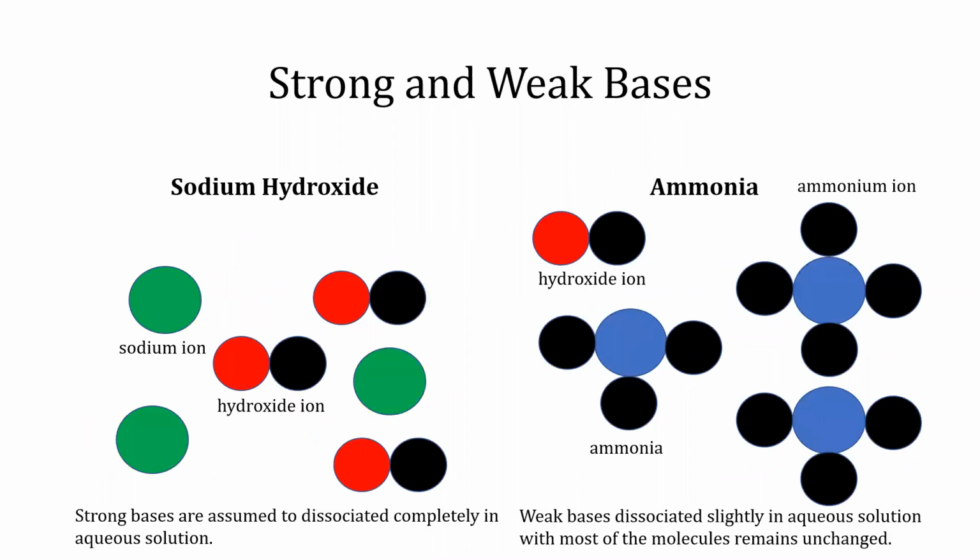Here are molecular views of both strong and weak base. An example of a strong base is sodium hydroxide, where in water it dissociates to form sodium ions and hydroxide ions. An example of a weak base is ammonia, or NH3, where in water produces some ammonium and hydroxide ions, but most of the mixture will be in the molecular form of ammonia.